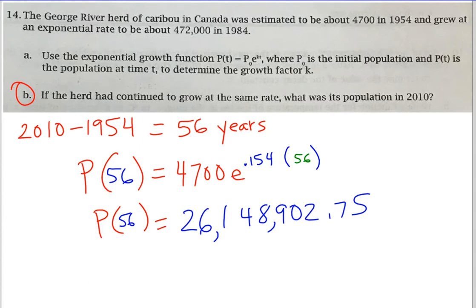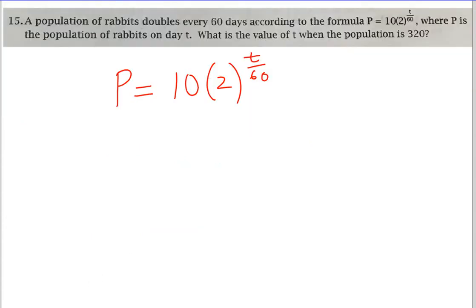Alright, question 15. Population of rabbits doubles every 60 days. So in this problem here, they give us this formula. If you're starting with 10 rabbits and it doubles, then that's where you're getting the 2 from, and the time is per 60 days. So if the population is 320, that will take the place of p.